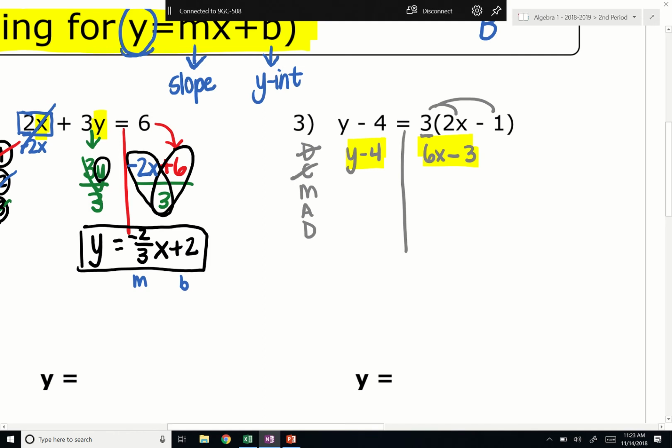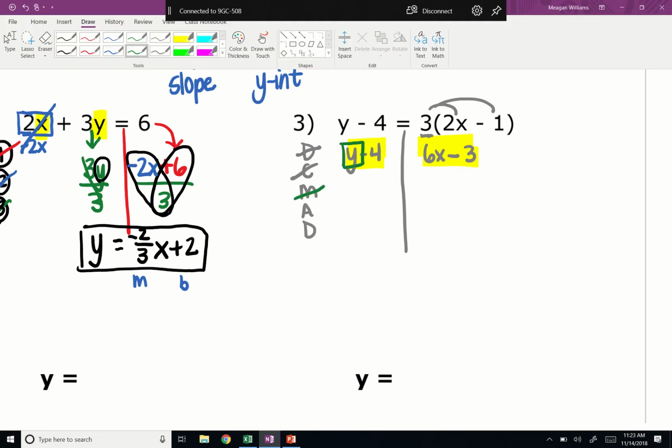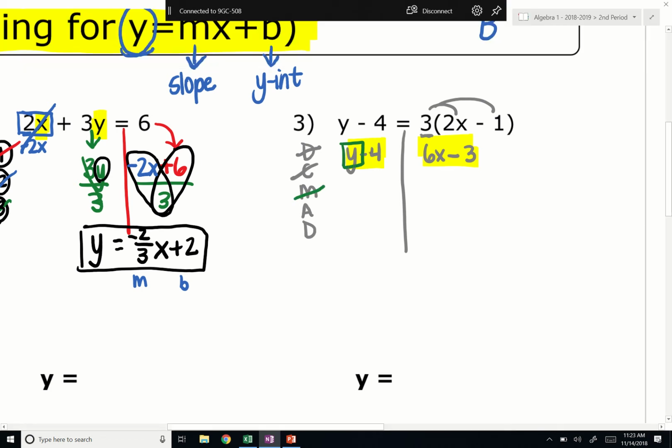Nope. What variable am I trying to get alone? My y, right? Always y equals. So it's already on the left side. Do I need to be moving it anywhere? Nope. Is there anything I can add or subtract away from y to get it to be alone? How do I get rid of a negative 4? I add 4. Good job.